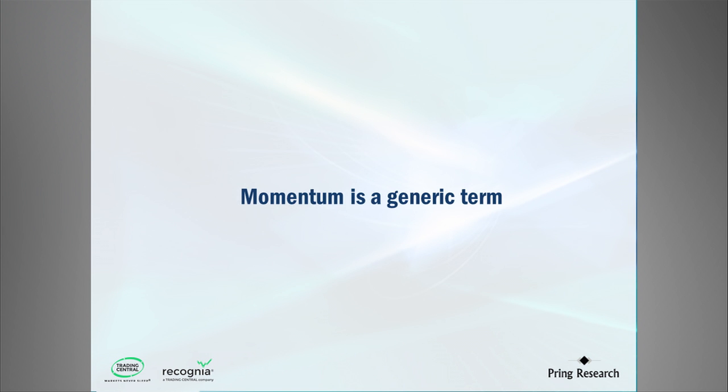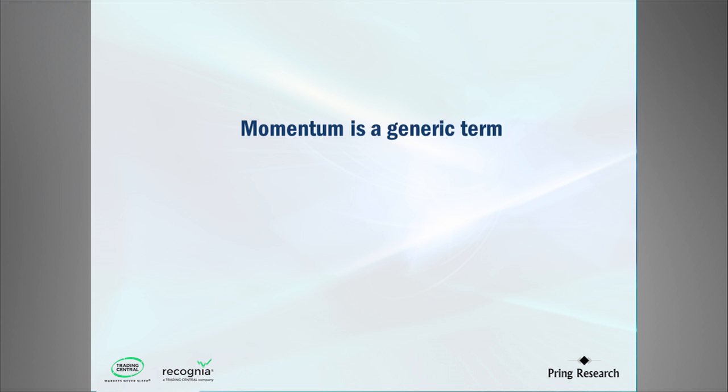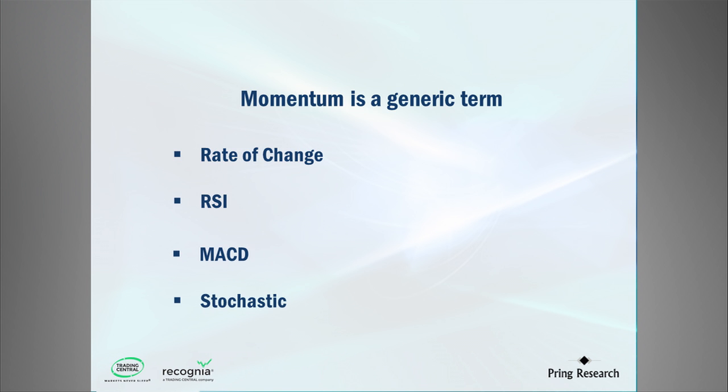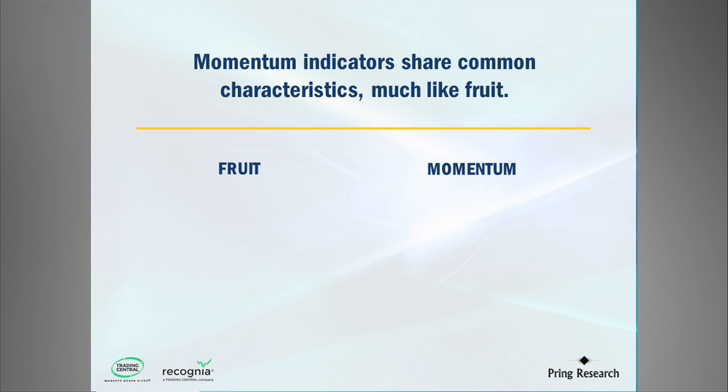Momentum, as I use the term here, is a generic one embracing all kinds of oscillators. Four common ones are rate of change, RSI, MACD, and stochastic. Many software packages also include an indicator called momentum. That too is just another oscillator and falls under my generic terminology. Just as fruit describes apples, oranges, grapes, and so forth, momentum embraces many different indicators.